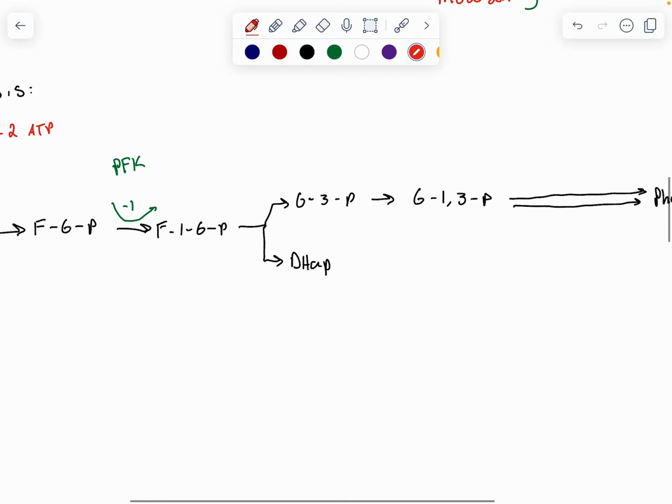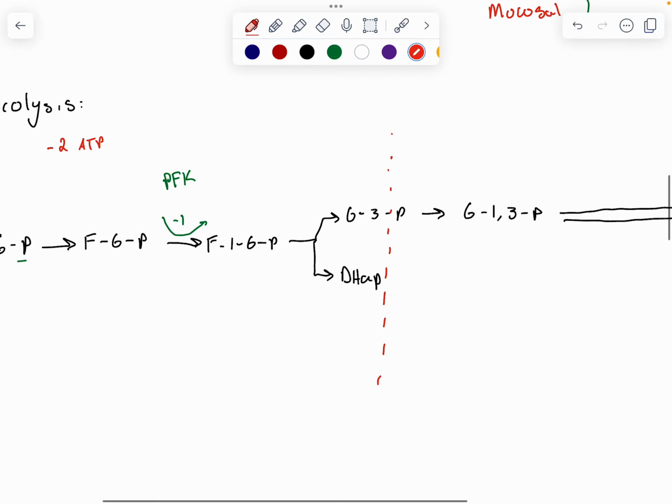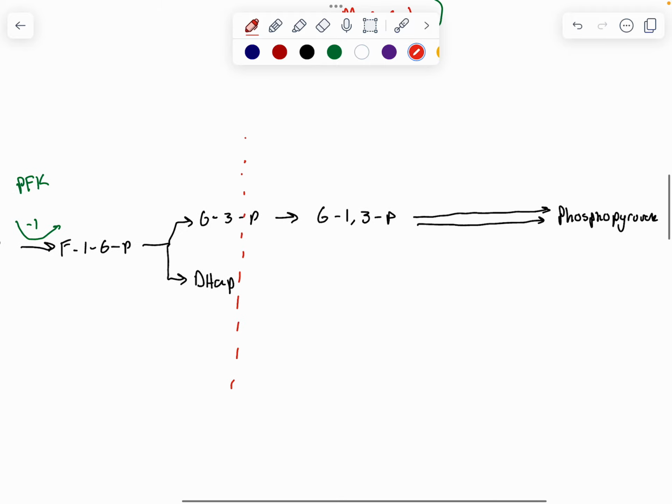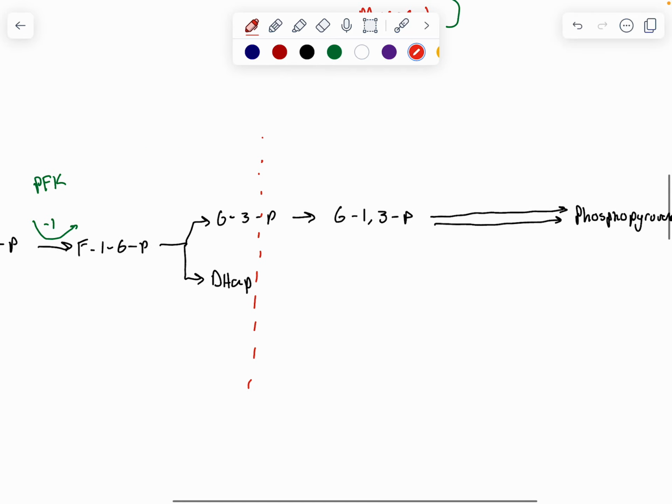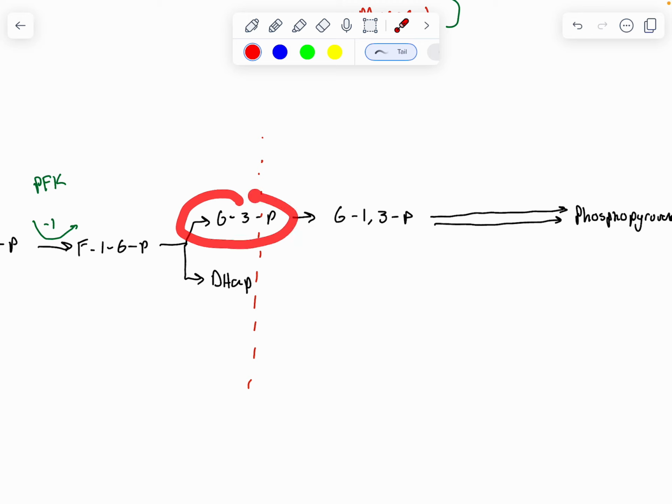And then the divide for the second stage will happen right here. The biggest rule in the second stage is, again, everything happens twice. G3P is the only product of F16P that can continue on to the second stage. We have DHAP right here, and DHAP is going to be used in instances where we don't need to generate any more ATP, or we just have an overabundance of products downstream.